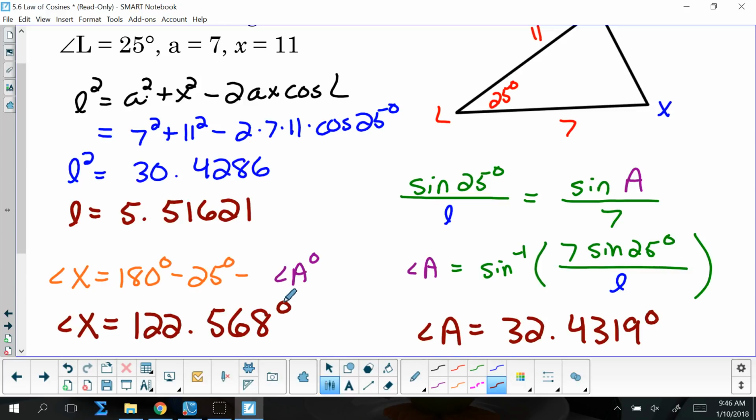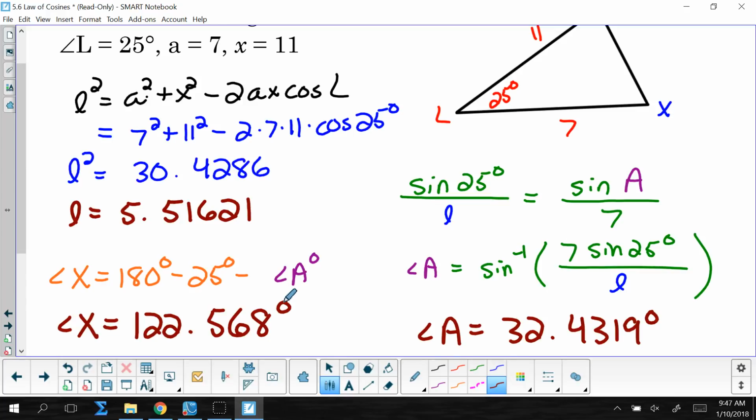Why wouldn't you do 180 minus the other two that you already found added together to get X? Same thing, isn't it? Oh, I don't get the same thing, I don't think. 180 minus, because if I add 25 to angle A, that's going to be 57.4319. So 180 minus 57.4319 gets me 122.568. Oh, I wasn't doing it right. Yep, you're right. Really, it would give me 122.5681, but I stopped.